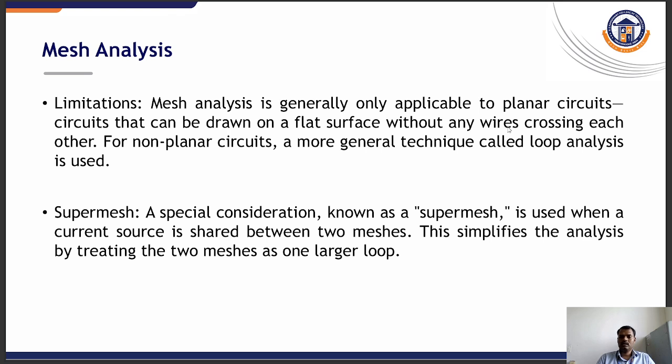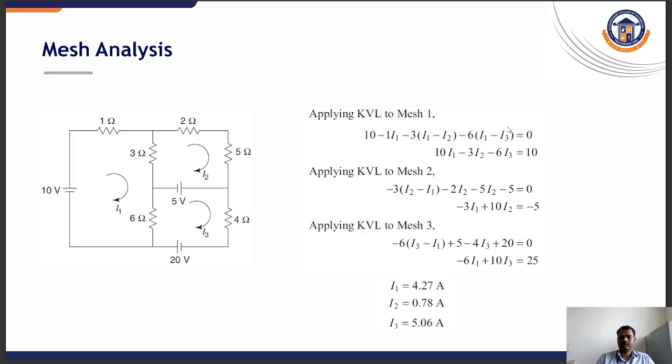This is a special consideration. Super mesh is used when a current source is shared between two meshes. This simplifies the analysis by treating two meshes as one larger loop. For example, consider this circuit. Here we have three meshes, and I'm drawing the current directions clockwise, and I'm naming them I1, I2 and I3.